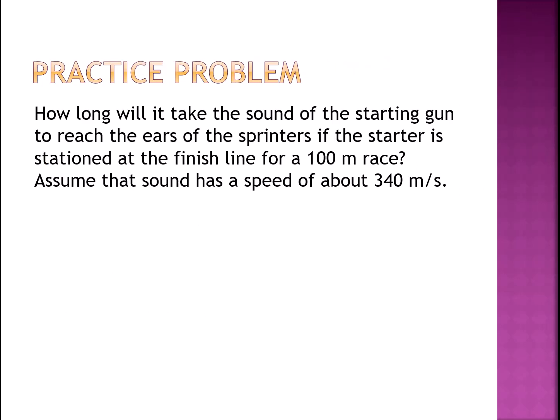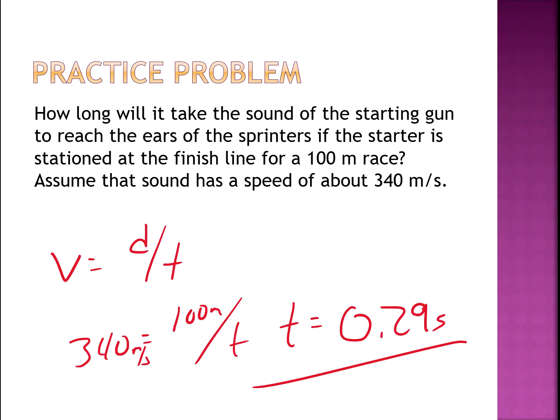First practice problem. How long will it take the sound from the starting gun to reach the ears of the sprinters if they're stationed at the beginning, 100 meters away from where the person was firing the gun? We are going to make the assumption that the speed of sound is approximately 340 meters per second. Because they're saying speed of sound, I'm going to probably use the speed equation. Sometimes you'll see it with a v, sometimes you'll see it with an s. Both are okay as long as you do distance divided by time. The two variables that you know are the speed and the distance. So I'm going to substitute those in.